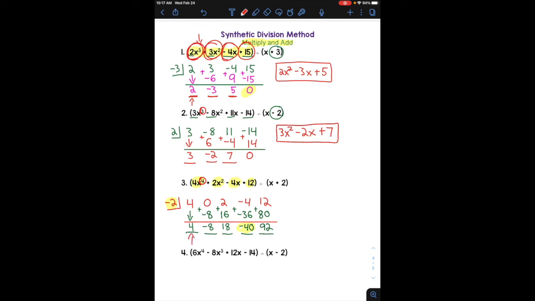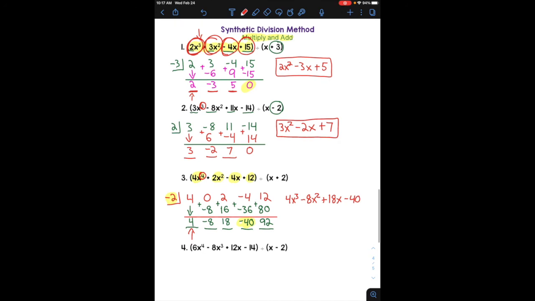The coefficient for that term would be 4x cubed, and the remaining values will be the coefficients for the next terms, 1 degree less than the previous. Minus 8x squared plus 18x minus 40. And similar to when we were doing long division, we're going to add that remainder at the end as a fraction. We have 92 left out of what we're dividing by, which is the binomial x plus 2.